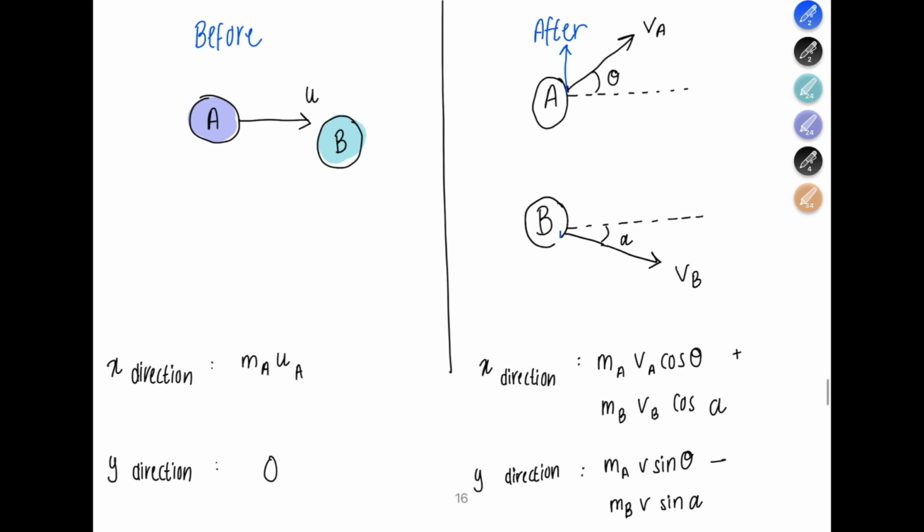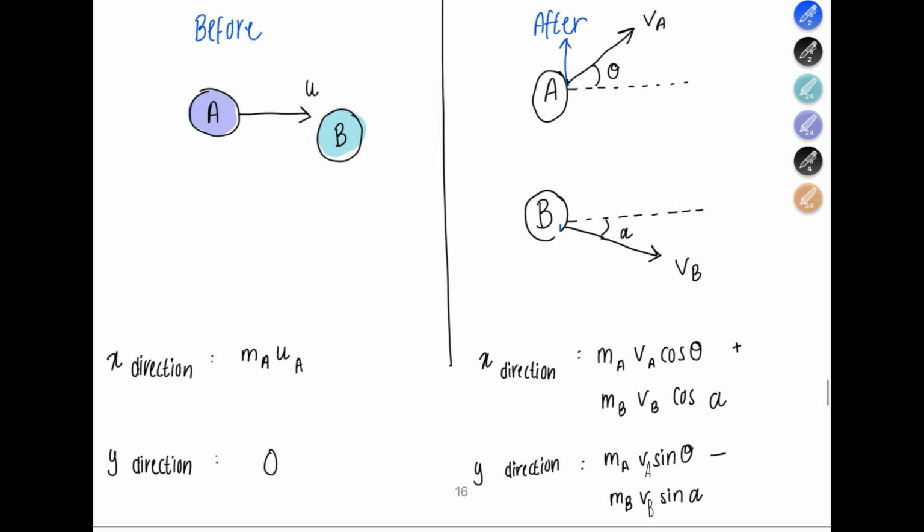Now what about y direction? So this is only moving in x direction. The momentum in y is 0. It's not moving vertically at all, not even at an angle, so this is 0. What about after collision? This is going to be mAvA sine theta, because you have to resolve this vertically after, and then you have to subtract it with mBvB sine alpha. Now why are we subtracting it? Because now the velocity is downwards. So when we're considering a y direction, upwards velocity is considered positive, downward velocity is considered negative. That's why it's negative sine alpha.